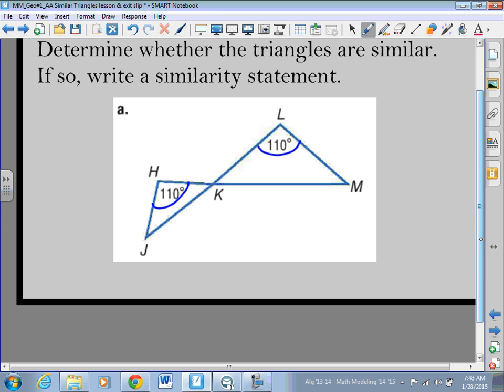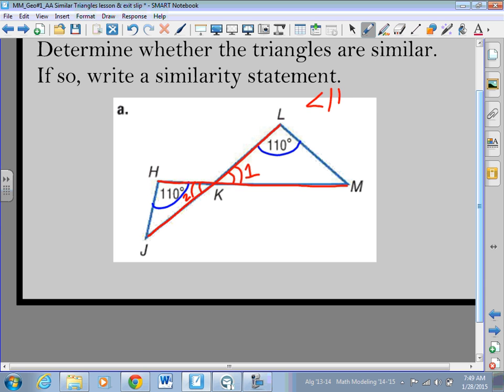Hopefully you've noticed there are two lines here, parts of the triangles that intersect one another. And by definition, when two lines intersect one another, vertical angles form. So do you see a pair of vertical angles? Hopefully you see this angle and this angle here. I'm going to label this angle 1 and angle 2. Angle 1 and angle 2 are vertical angles, which means they are congruent. Perfect. I have two sets of angles in the triangles.